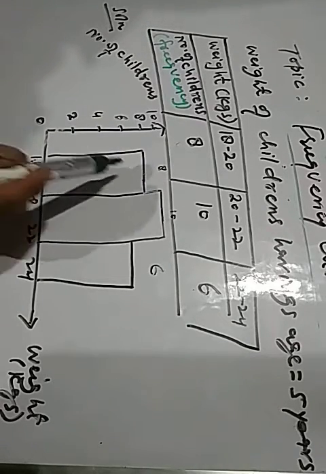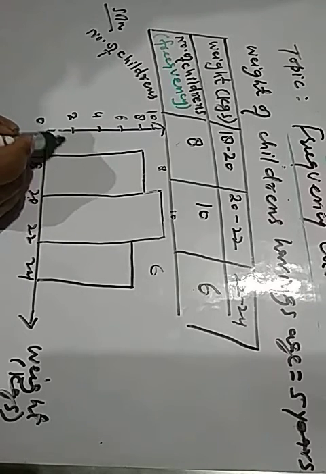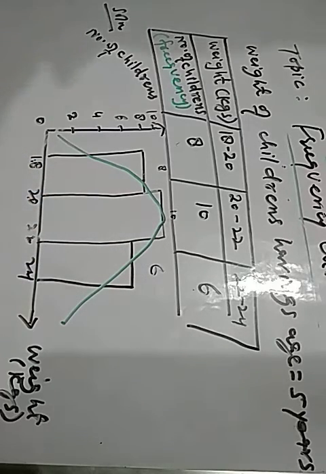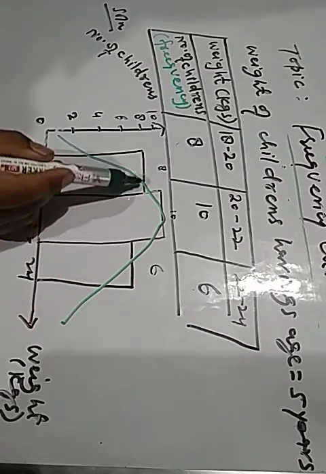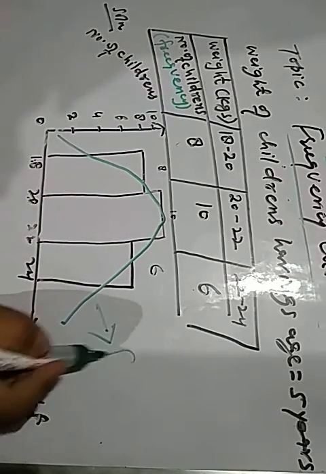By joining the midpoints of all the tops of this histogram by freehand smooth curve, this is the curve, frequency curve, which we have obtained. These are the top points and midpoints of this histogram. This is the frequency curve.